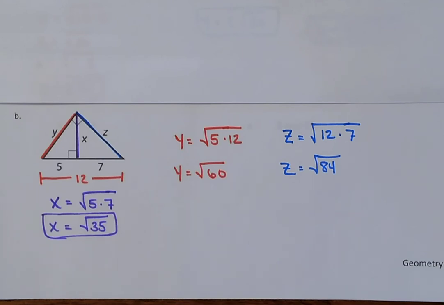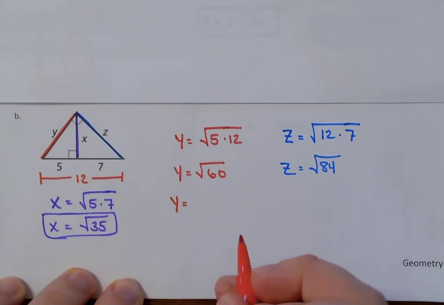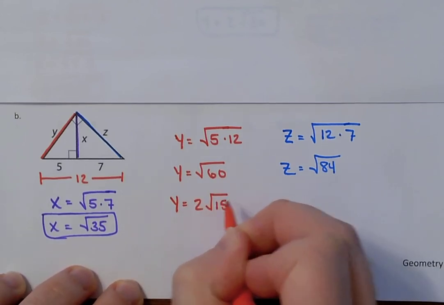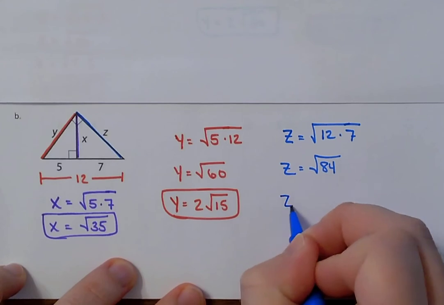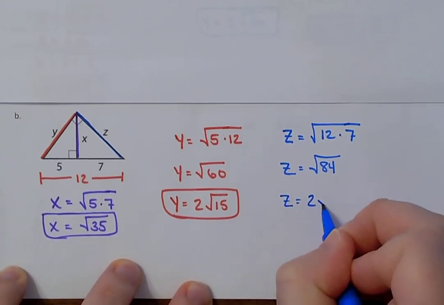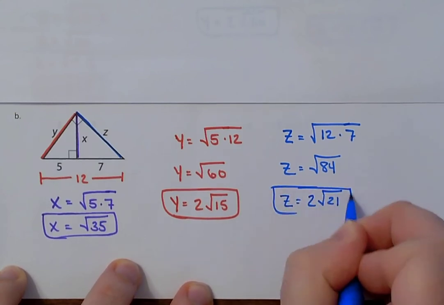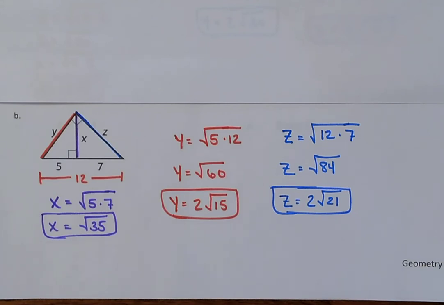For y, the square root of 60, we actually did on the front side for example 1, part D. And the simplified version of the square root of 60 is 2 times the square root of 15. And then for z, we have the square root of 84. If we simplified that, we would get z to be 2 times the square root of 21, which means 4 is the largest number that divides into 84, leaving us with 21. So the square root of 4 is 2, hence 2 times the square root of 21. All right, so that is how you do part B of example 3.